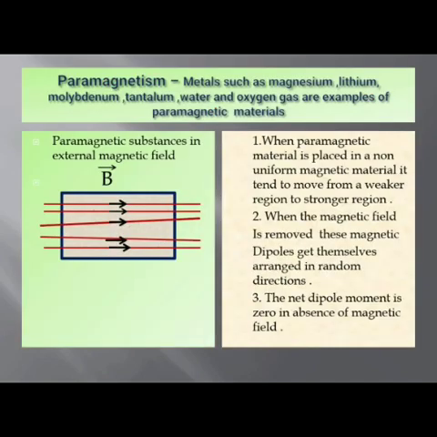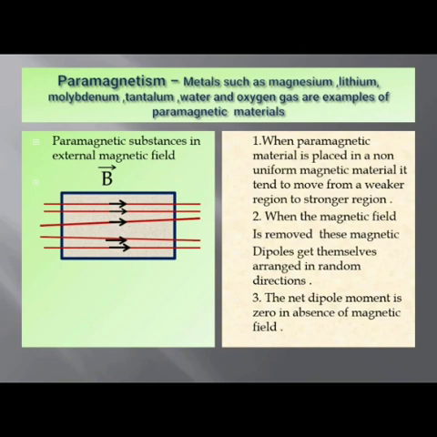Let us move on to the second property, that is paramagnetism. Metals such as magnesium, lithium, molybdenum, tantalum, water and oxygen gas are examples of paramagnetic materials. Go through the diagram. When paramagnetic substances are placed in the external magnetic field, you could see a few lines clustering towards the end of the substance kept in the magnetic field. Let's see the properties of paramagnetism.